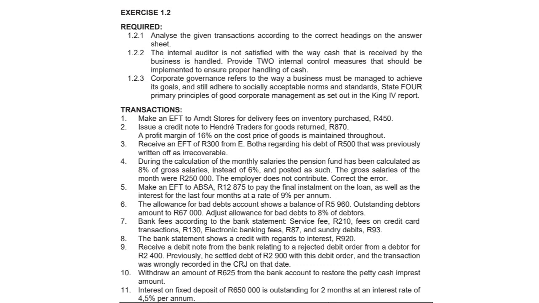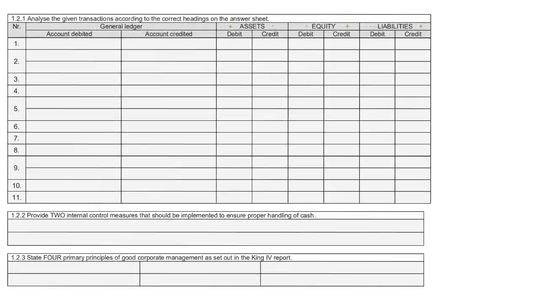Number 11. Interest on fixed deposit of 650,000 Rand is outstanding for 2 months at an interest rate of 4.5% per annum. Go to your worksheet for exercise 1.2.1 and then let's quickly classify our assets, equity and liability section part of the worksheet. We know assets, the signs will be plus minus. Equity, the signs is minus plus, and liability, the signs is also minus plus.